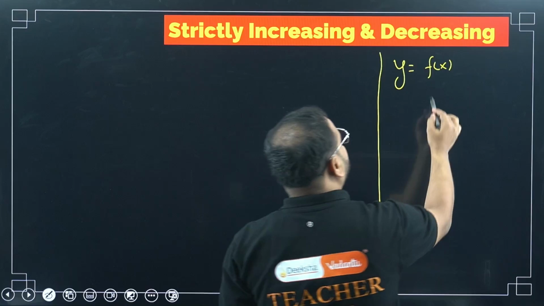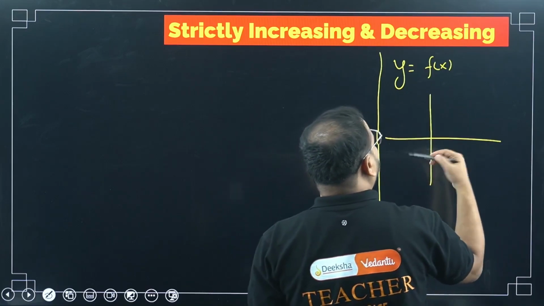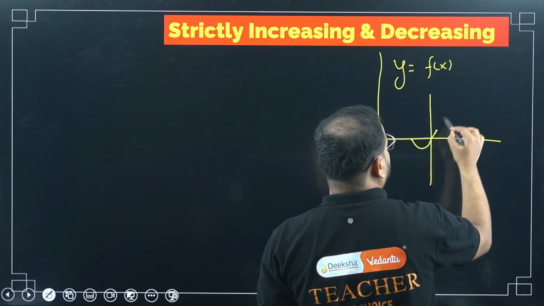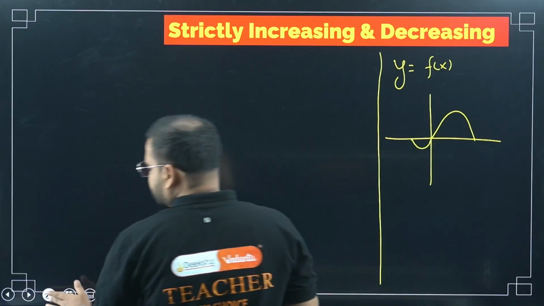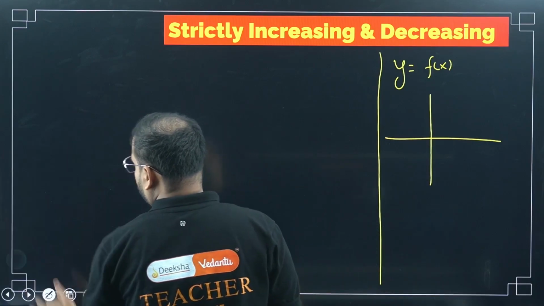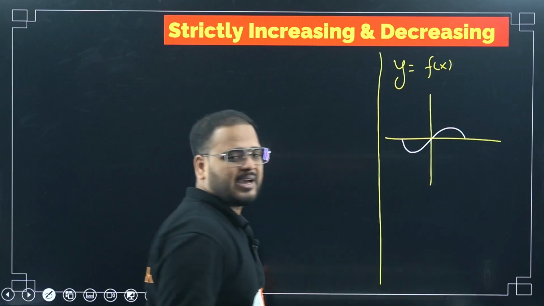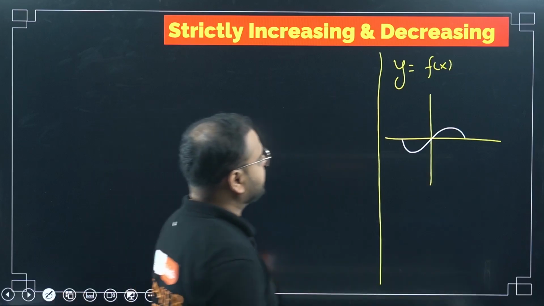I'll tell you. So for example, if I draw, let's say y equal to cos x, or let me draw y equal to sin x. Please check here. Let me change this graph. This is my y equal to sin x. Correct. Now check here.